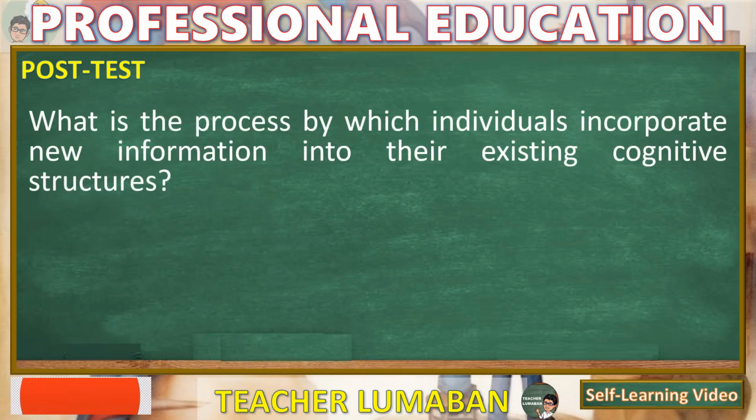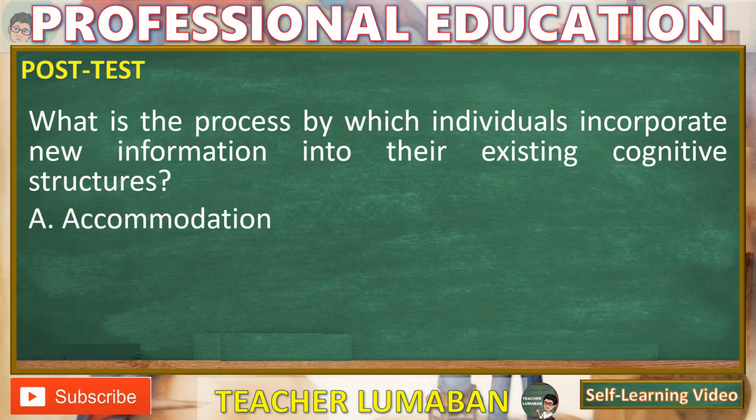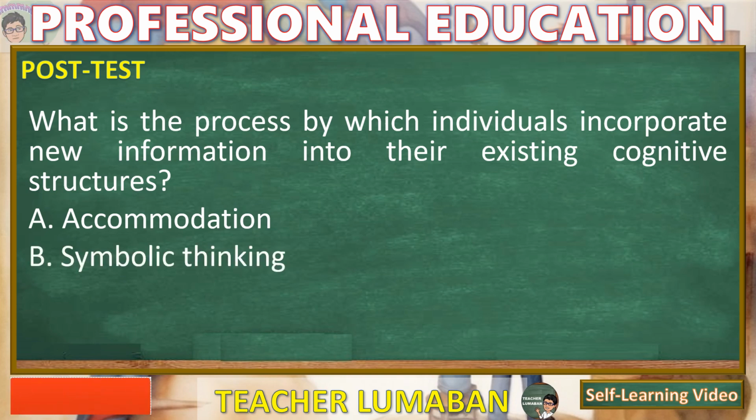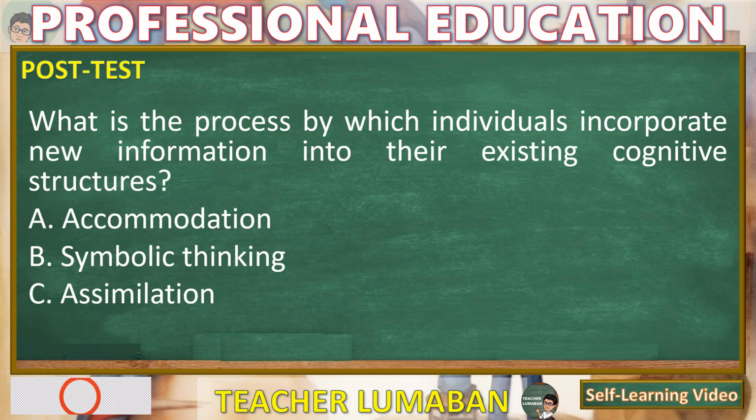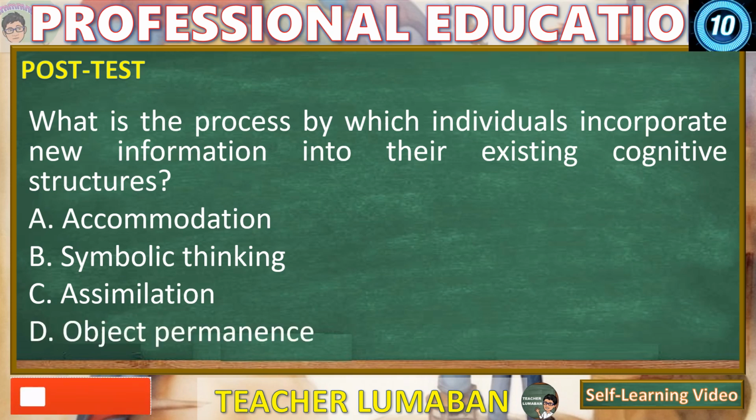What is the process by which individuals incorporate new information into their existing cognitive structures? A. Accommodation. B. Symbolic thinking. C. Assimilation. D. Object permanence.